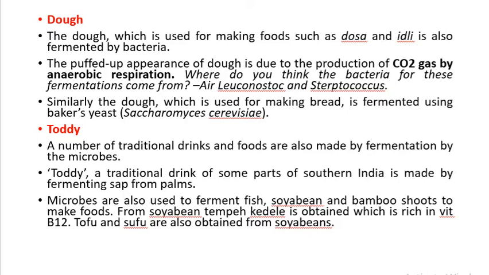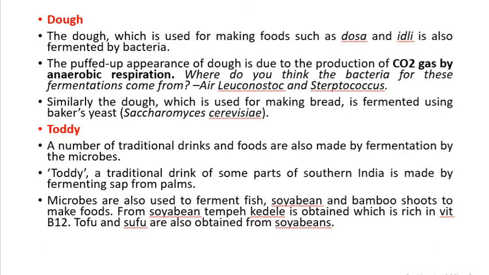Another useful application of microorganisms is the preparation of beverages. Toddy is an example of a beverage which is prepared by using bacteria. There are a number of traditional drinks which are also fermented by microorganisms. Toddy is an example of a traditional drink seen in southern India, and it is made by the fermentation of sap from palms. So, if we ferment the sap from palm trees, we get a traditional drink which is known as toddy.